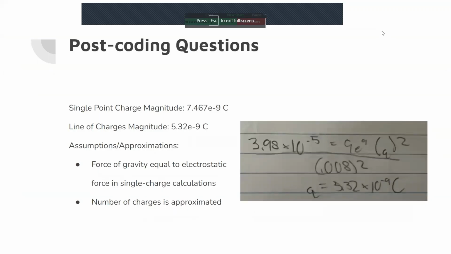Here are the answers to the post-coding problems, with the magnitude of the single point charge, as well as the magnitude of the line of charges. Here, I calculated the charge of the tape when modeled by a line of charges, with the output of the second program, which is this number here.